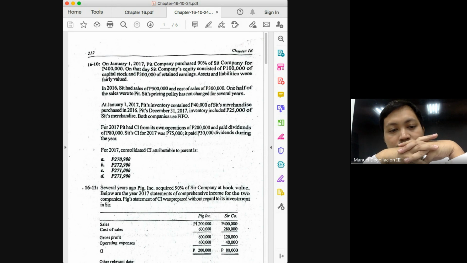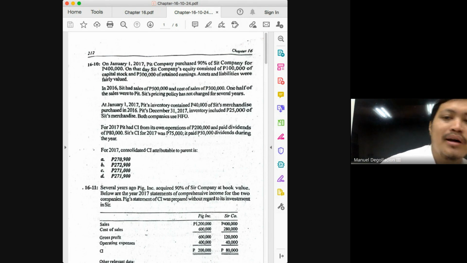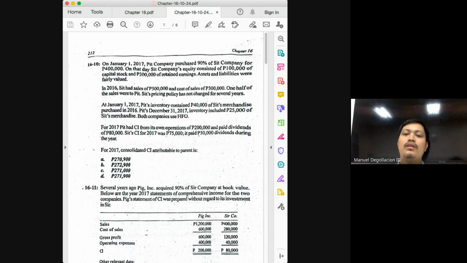Are we going to use the same as last year, class? In this problem, yes. But is that always the case? No. But why is it in this problem we will also be using 40%? What did the problem say? Last sentence of the second paragraph. SIT's pricing policy has not changed for several years.